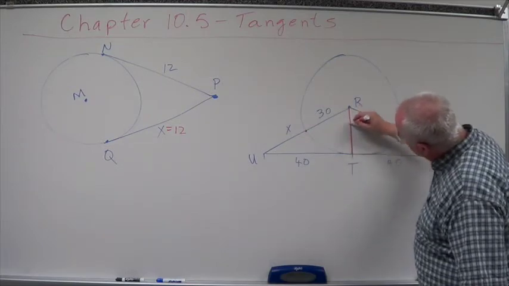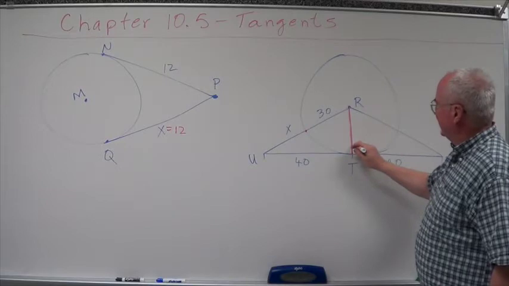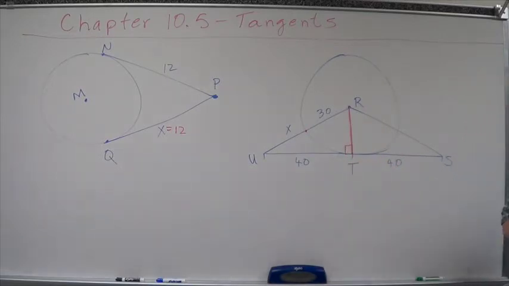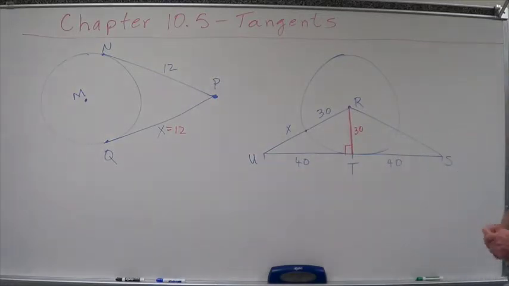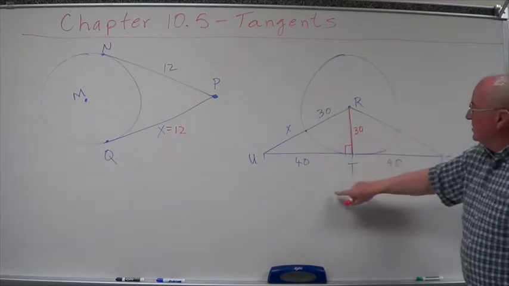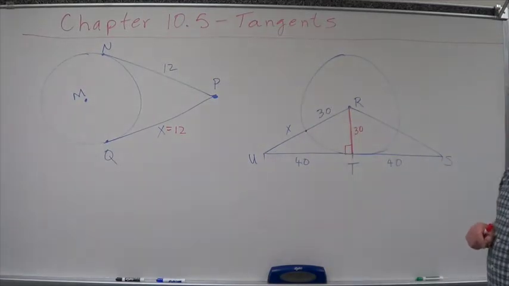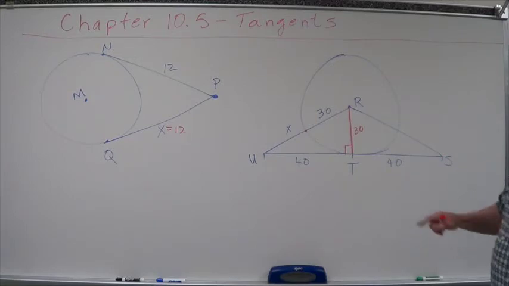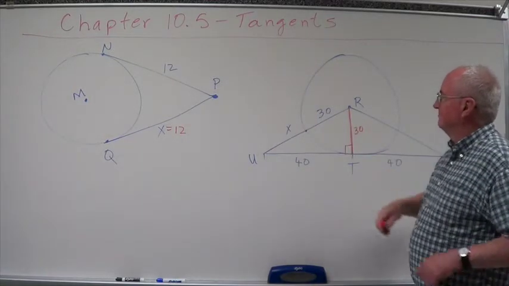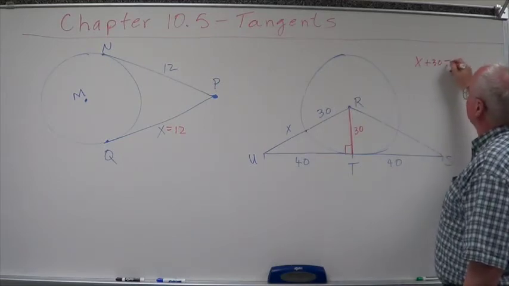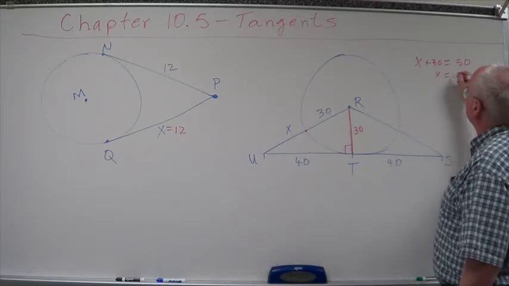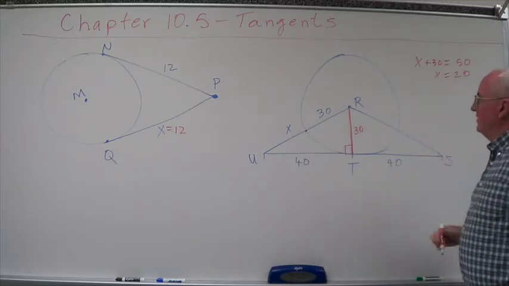If we drop a radius right there to that point of tangency, the tangent radius theorem says that is a right angle. Well, this radius is going to be the same all the way around the circle regardless of how that circle is drawn. It looks more like a misshapen egg. But anyway, this is going to be 30. This is 30, 40, 50. Oh, that's a 3, 4, 5 triangle, isn't it? If this is 50, what is x? X plus 30 equals 50. X equals 20. So we know that x equals 20.